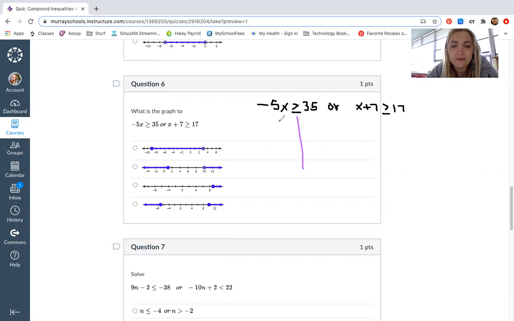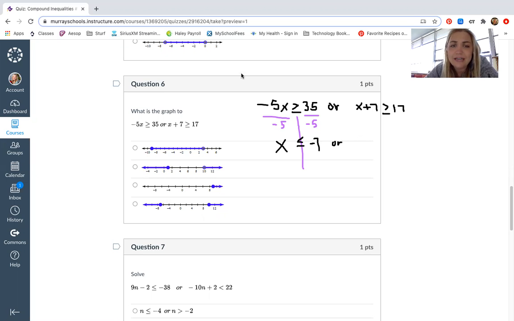So I'm going to solve this one first. How do you undo multiplying by negative 5? Well, you divide by negative 5. In the back of your head, you should be thinking, we're dividing by a negative. Yeah, we are. So when we divide by a negative, remember, the symbol reverses. Instead of greater than or equal to, it's going to be less than or equal to because of that division by a negative number. So I have x is less than or equal to, and 35 divided by negative 5 is negative 7. I still have my or statement in the middle.